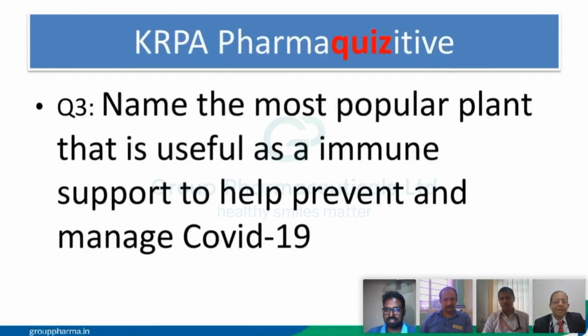Let us see. Name the most popular plant that is useful as an immune support to help prevent and manage COVID-19. Only one plant, most of the people agree, is useful as an immune support for COVID-19. Which is that? It is a very, very popular plant. You would have studied it in pharmacognosy also. I will not give more details about it.